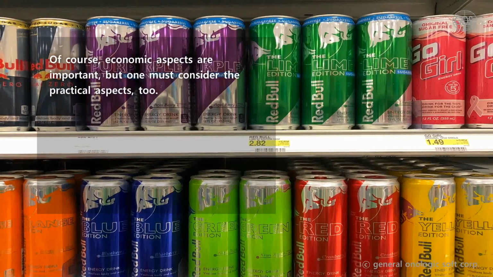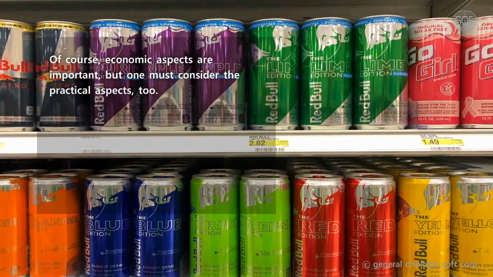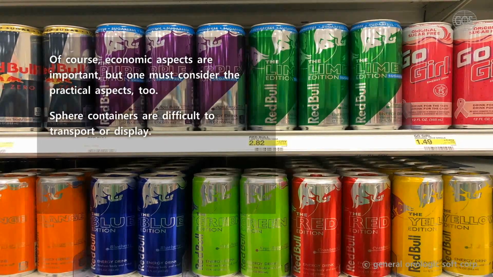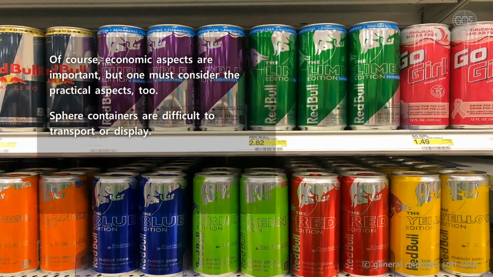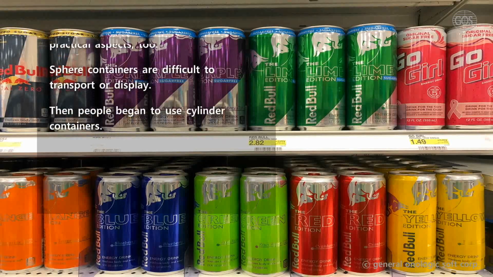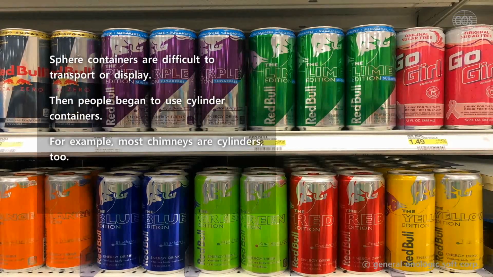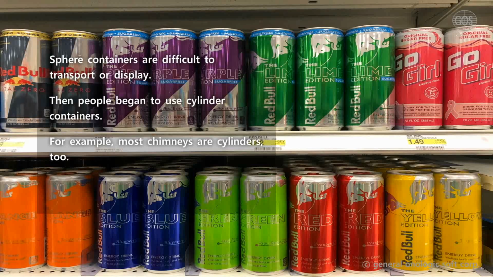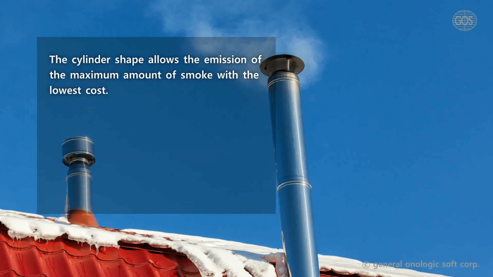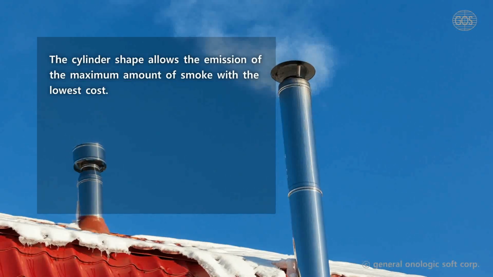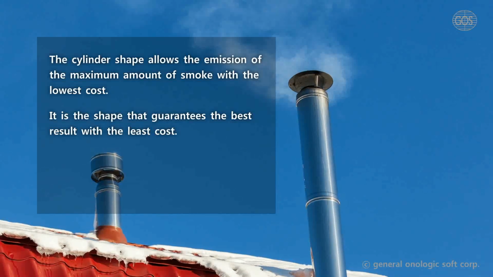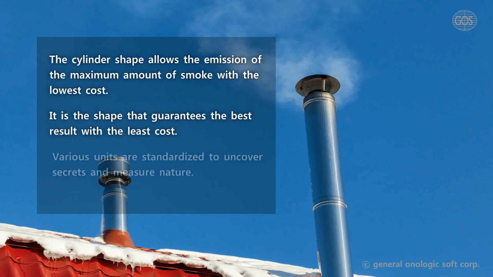Of course, economic aspects are important, but one must consider the practical aspects, too. Sphere containers are difficult to transport or display. Then people began to use cylinder containers. For example, most chimneys are cylinders, too. The cylinder shape allows the emission of the maximum amount of smoke with the lowest cost. It is the shape that guarantees the best result with the least cost.